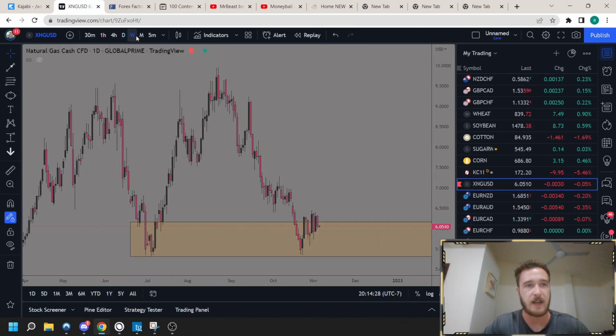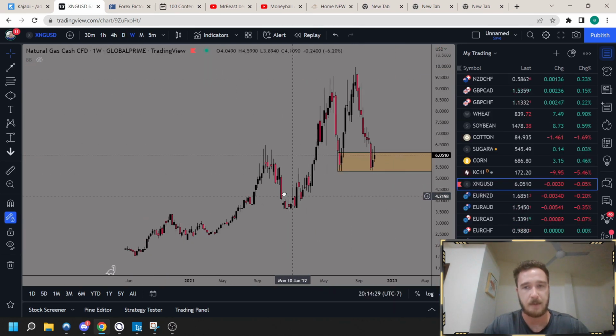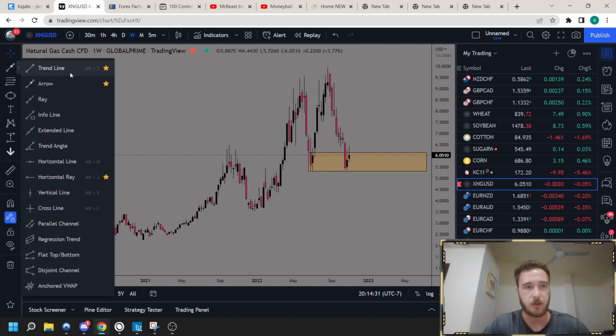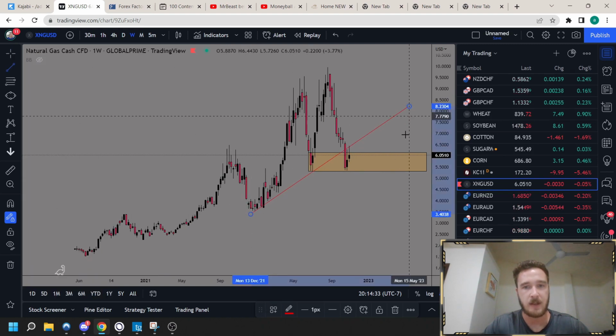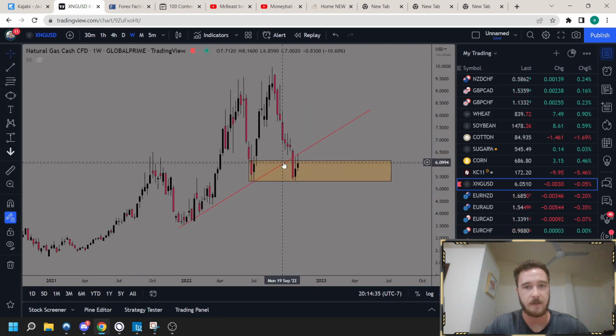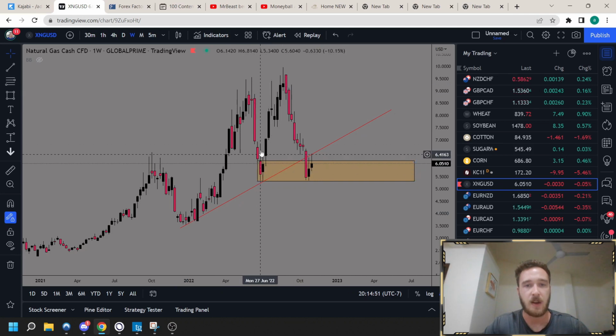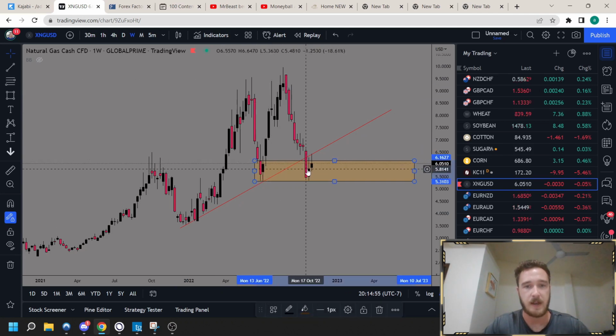Let's look at a trending market, natural gas as an example. Weekly uptrend, price coming back up into weekly demand right here. We're in a weekly uptrend. A lot of buyers stepped in down here, so we want to be looking for buying opportunities when prices come back down in there. Price comes back in there, we look for buying opportunities.